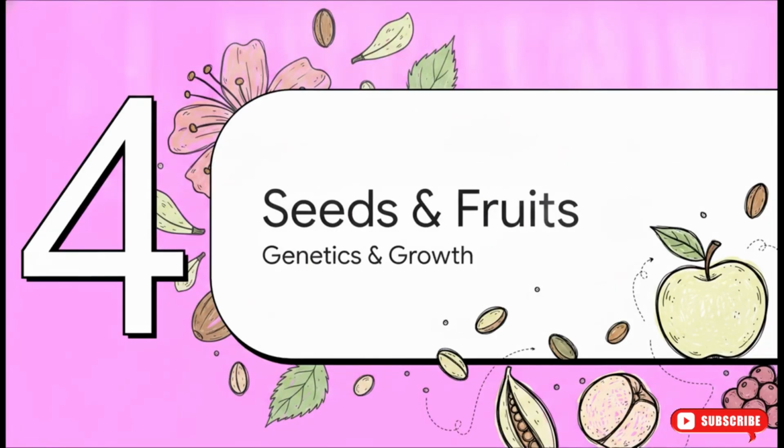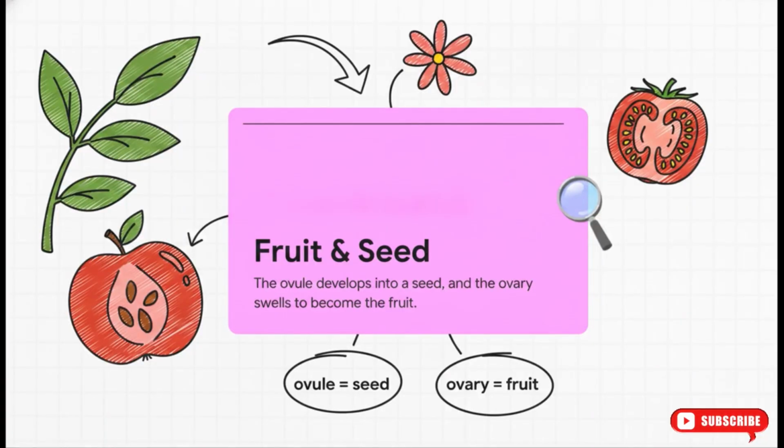Finally, Phase 4, Seeds, Fruits, and Genetics. We've reached the final resolution. We're going to explore what happens to the flower anatomy once fertilization is successfully completed. Basically, the flower's job is mostly done, and the plant undergoes this radical physical transformation.